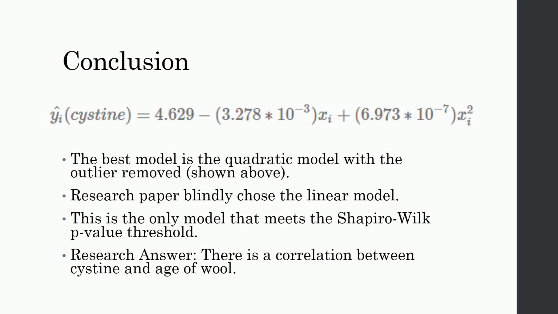So in conclusion, the linear model was not the best. The quadratic model is better, as shown in the line above. However, the original research paper from the Hungarian chemist just blindly chose the linear model with all data points in, so that model did not conform to the necessary assumptions, and it wasn't the best fit by adjusted R squared. So I would recommend going with the quadratic model, but in answer to the original research question, if there is a correlation between cystine content and the age of wool, yes, undoubtedly, whether you model it linearly or quadratically, there is a relation.